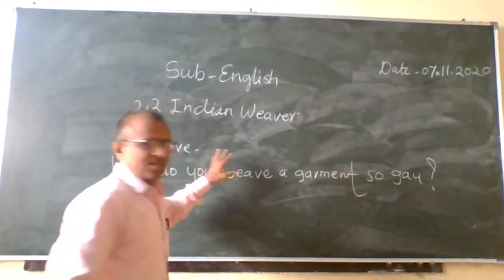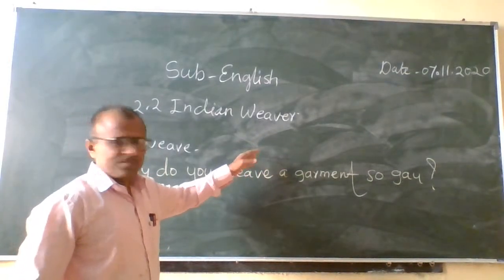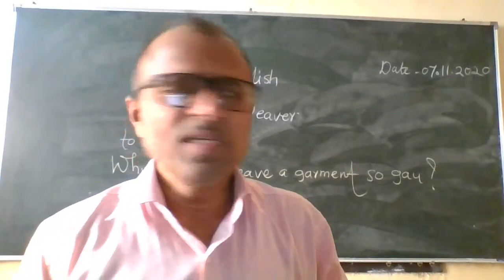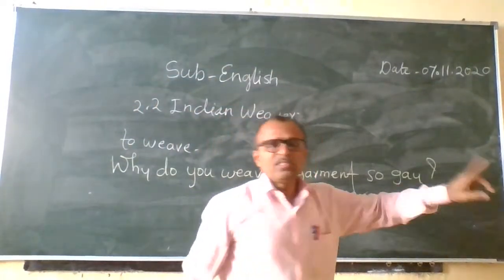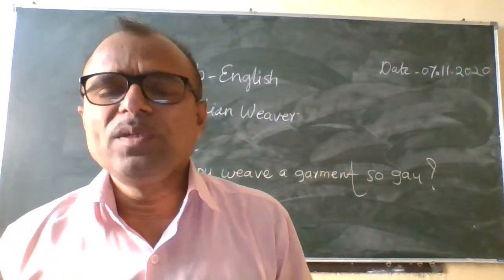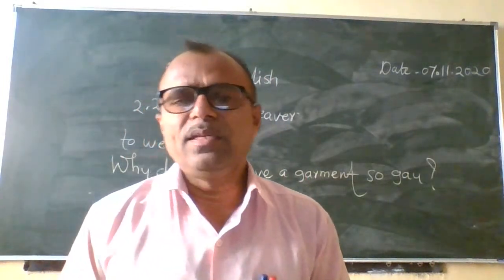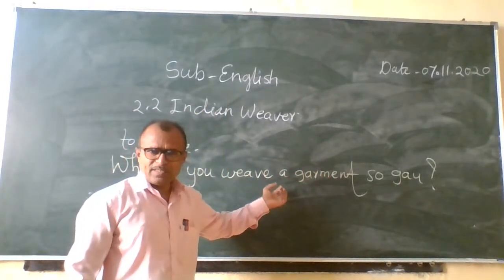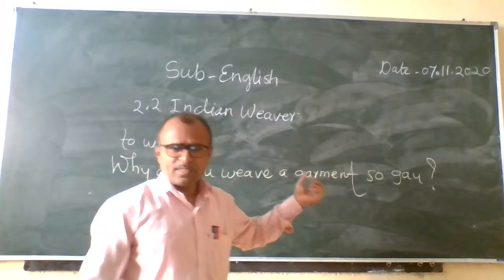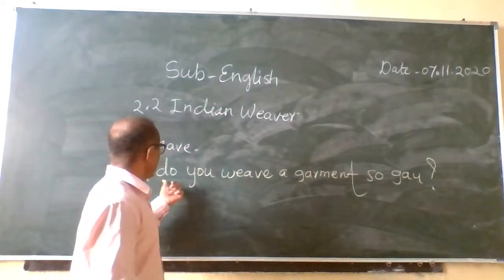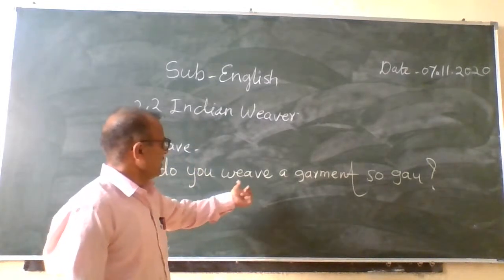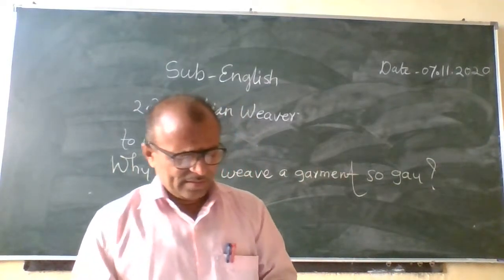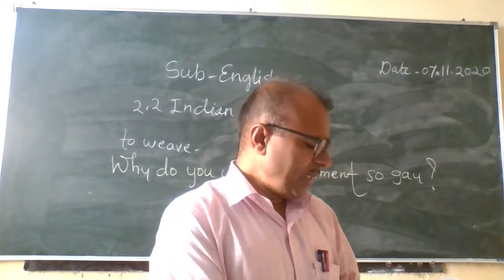So what are they doing? They are weaving a garment. Garment means a dress, we can say. Okay. And how is the garment? Gay. Gay means beautiful. So the weavers are weaving a very beautiful garment. Then the speaker or the narrator or the poet asks a question. And what is the question? Why are they weaving a garment? And for whom? And how is the garment? Blue as the wing of a halcyon wild.